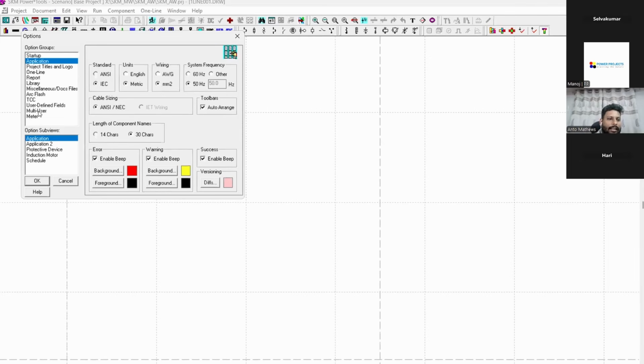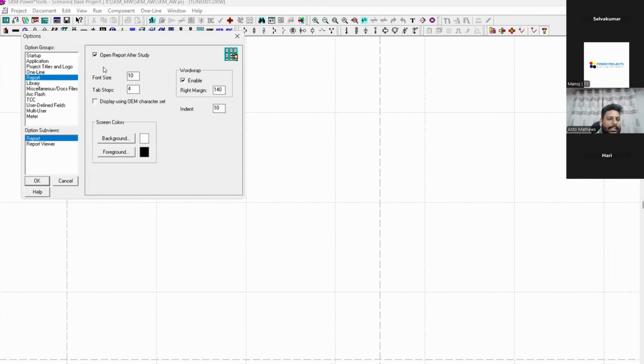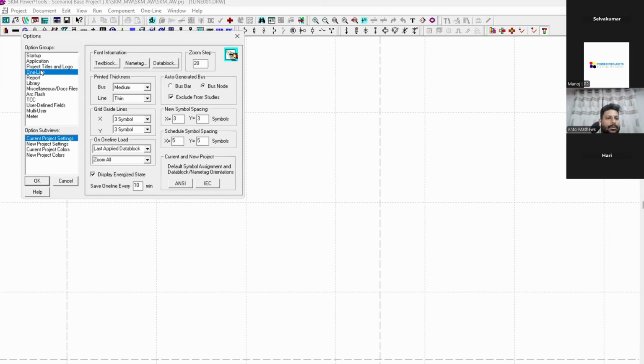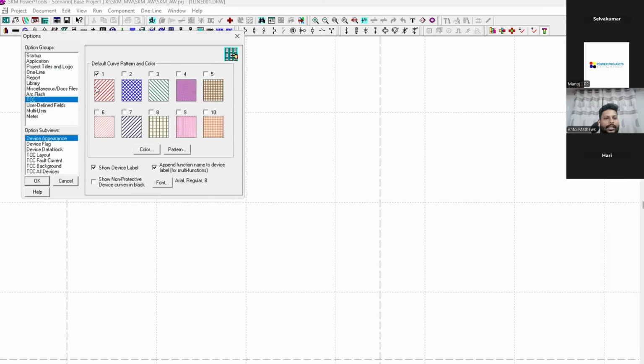I can set the parameters and what report has to be generated once it is done. Then there are the one line diagram parameters and other settings. For the TCC curve, I choose the default curve pattern and color, which will appear in my TCC curve. So this is the standard I fixed.